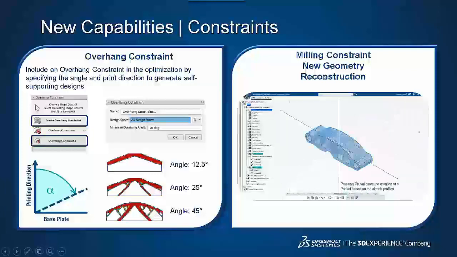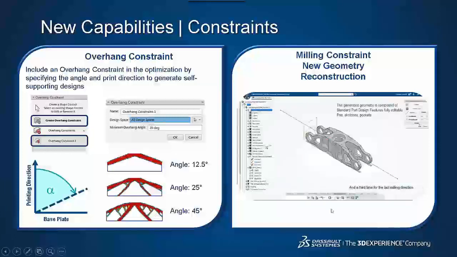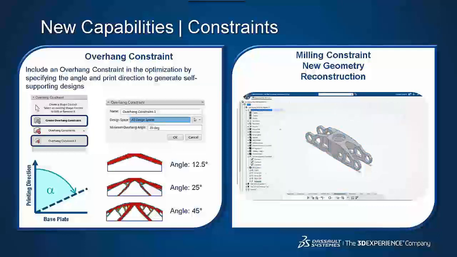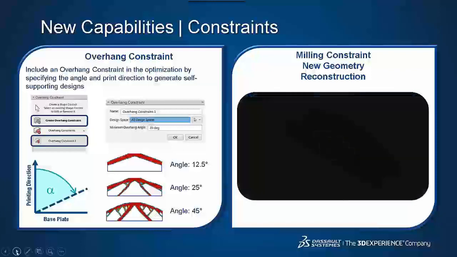So we already had existing milling constraints available for the optimization, but we have some new capabilities for automatic geometry reconstruction of milled parts. So these new tools let you use those defined milling directions for your optimized part, and it's going to create the pocket sketches and the final geometry for that part automatically. So really some automatic geometry reconstruction tools for our existing milling constraints.